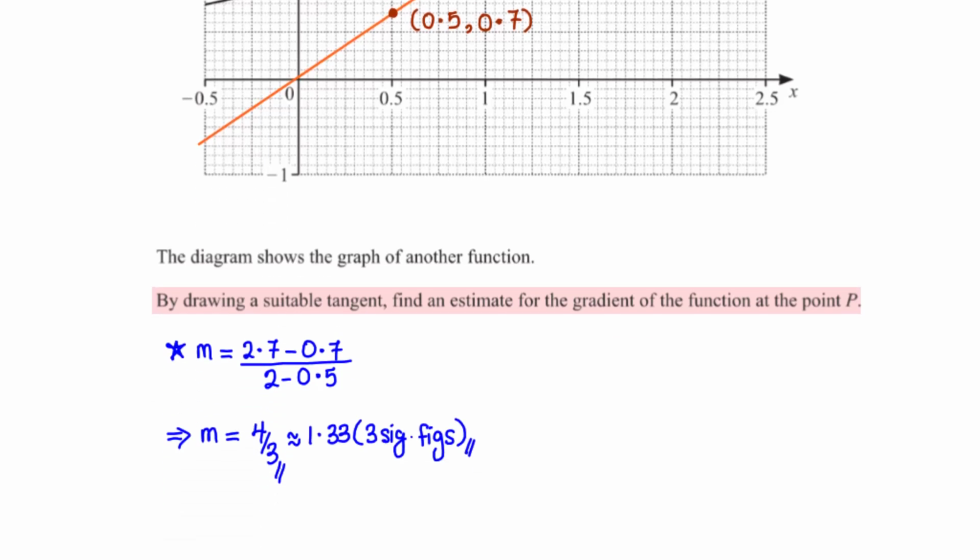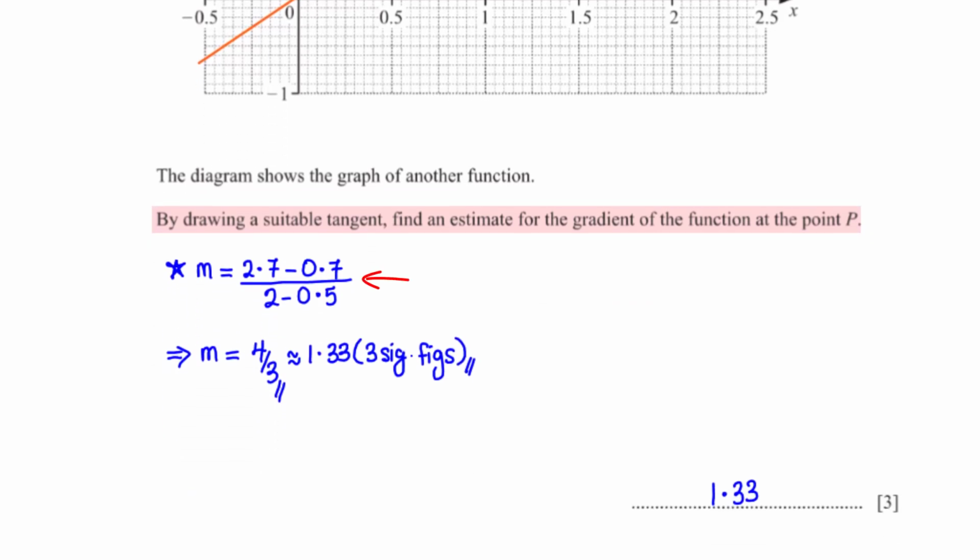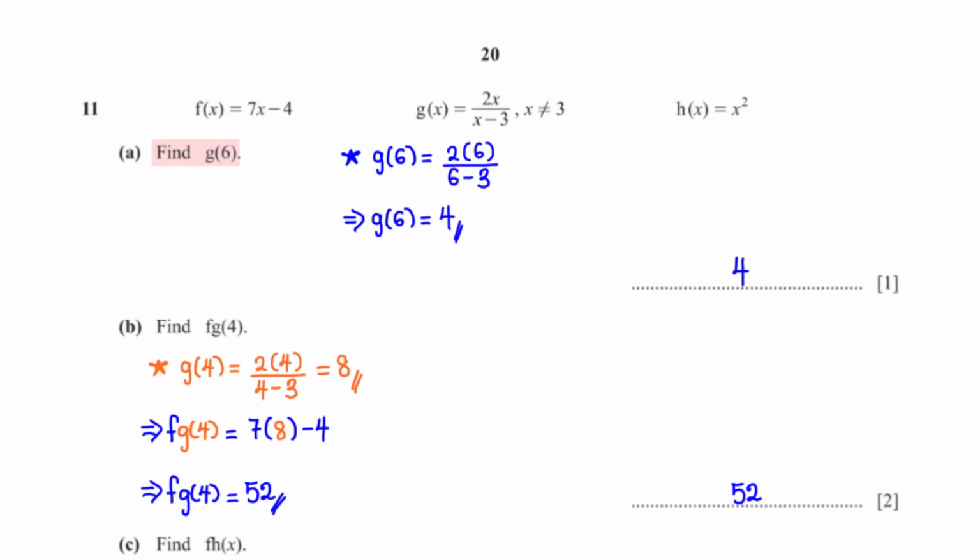Based on the gradient formula, we have m equals (2.7 minus 0.7) divided by (2 minus 0.5). When we type this into the calculator, we get the gradient as 4/3, which is approximately 1.33, rounded to 3 significant figures. Find g(6). To find g(6), we replace x with 6 in g(x). This gives us 2 times 6 divided by (6 minus 3), which is equal to 4.